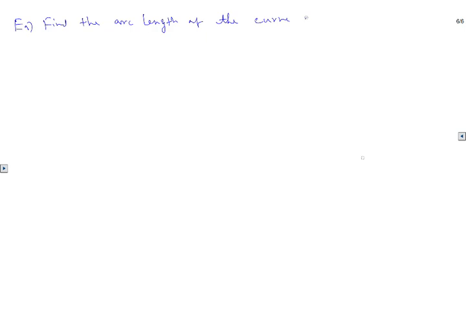Find the arc length of the curve y equals, let's say, ln absolute value of cosine x from 0 to pi over 4. Okay, find the arc length of the curve y equals ln absolute cosine x from 0 to pi over 4. So, just another problem. Let's see how it's gonna work.